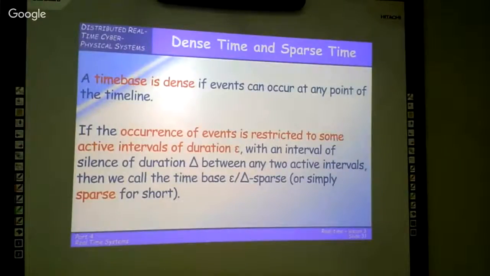A time base is dense if events occur at any point in the timeline. But designing a system, I can restrict the occurrence of events to some active intervals of duration epsilon, with an interval of silence of duration delta between any two active intervals. And this would be a time base which is epsilon-delta sparse.